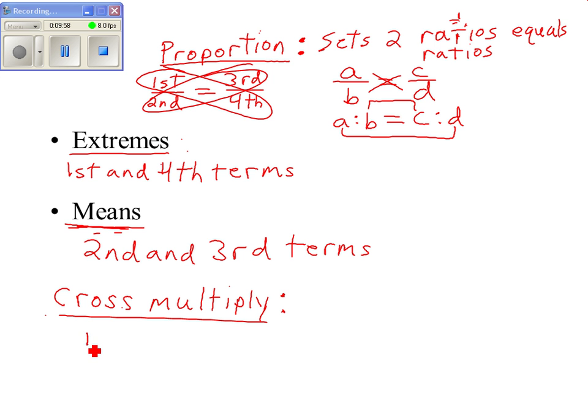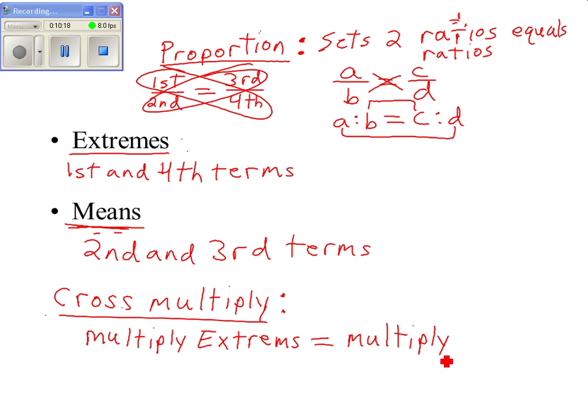So multiply extremes. And that should equal what? What you're actually doing is multiplying the extremes on one side, multiplying the means on the other side, and setting the two equal to each other.